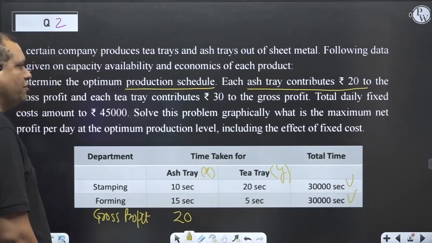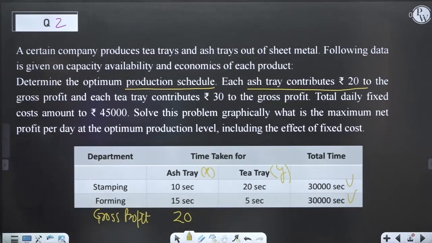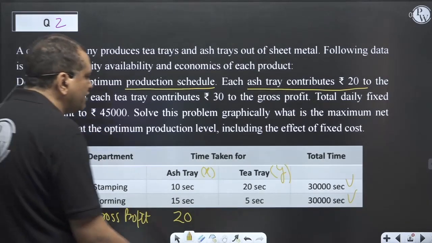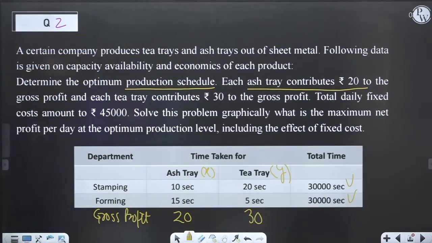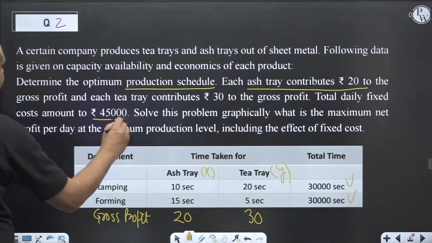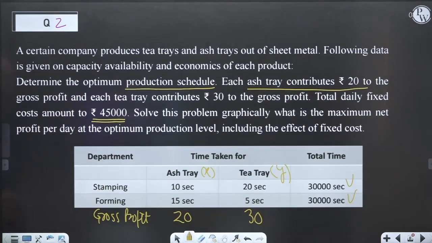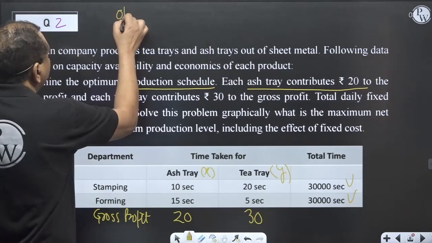It contributes 20 rupees. And the tea tray contributes 30 rupees. And the fixed cost is 45,000. Fixed cost is 45,000. So what will be my objective function?